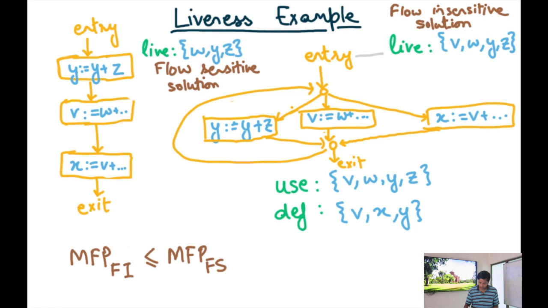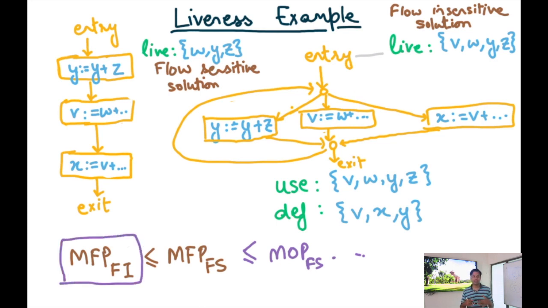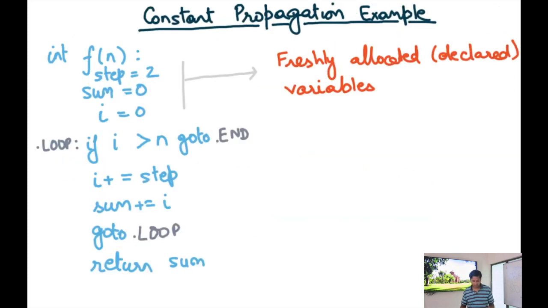So recall that we also said in the previous module that MFP-FS is less than or equal to MOP-FS, and so on, and ideal and so on. But MFP-FI is even less precise than MFP-FS, but it is going to be more efficient. Okay, let's also look at another example.